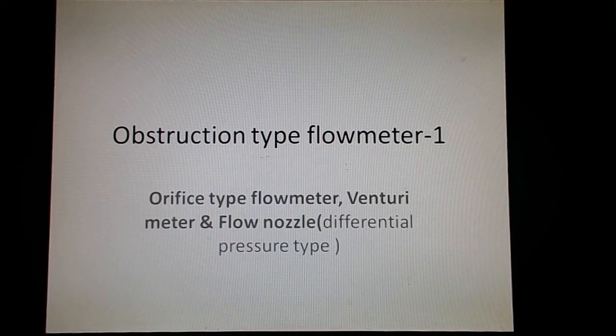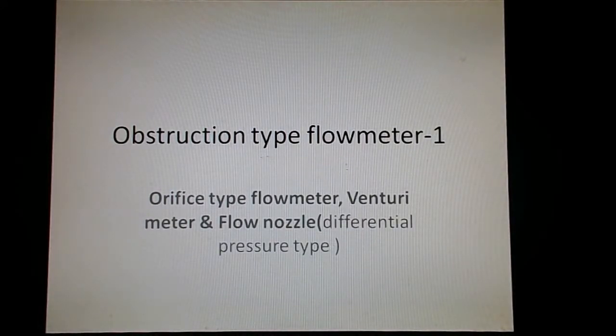Today's lecture is about obstruction type of flow meter. Obstruction type of flow meter in general is one in which, in the passage of the flow, we put some obstruction. Then the flow is related with the differential pressure across the obstruction.